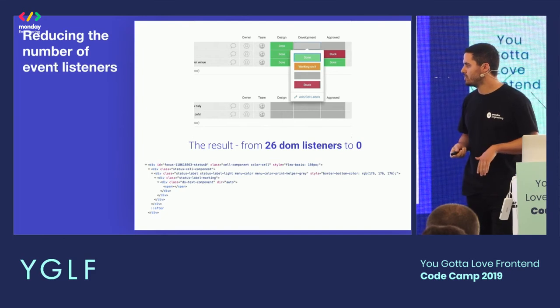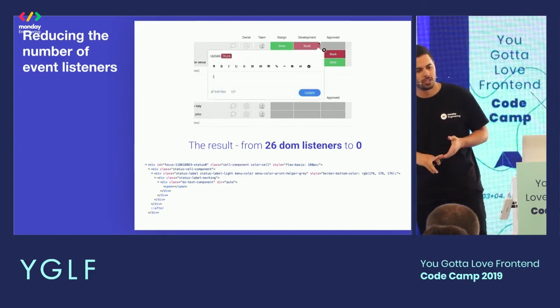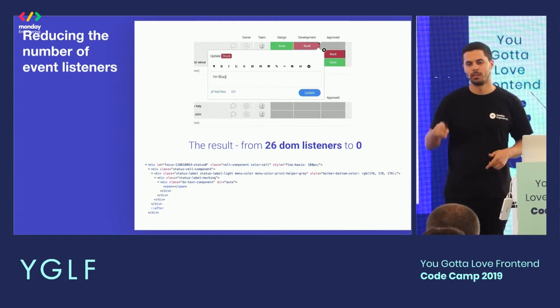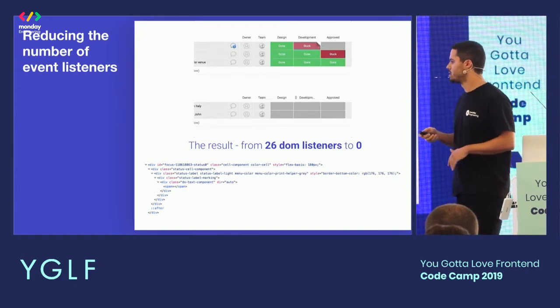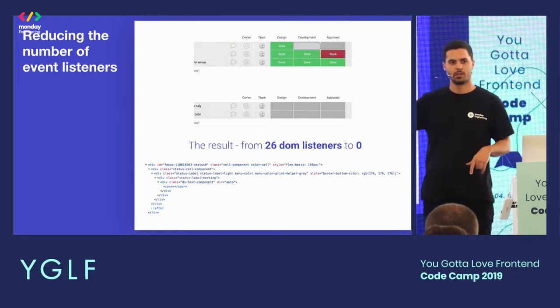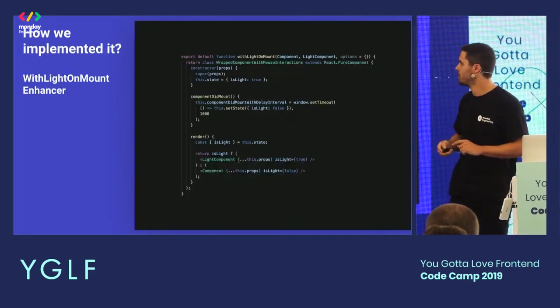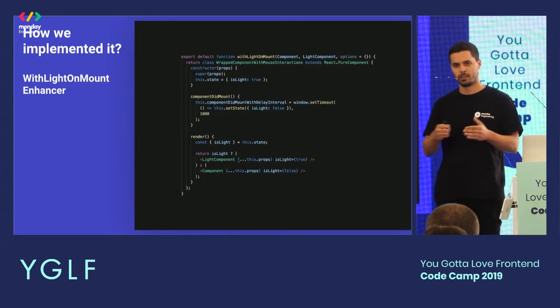The second thing we did is that we don't need any event listeners. So we don't want to check if we hover the component. We don't want to click it. We don't want to right-click it. We don't need anything while we scroll. So we just got down from 26 event listeners to 0 for only one element. Okay, so now we have the light component. We have a light row.